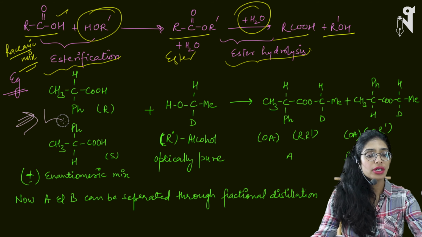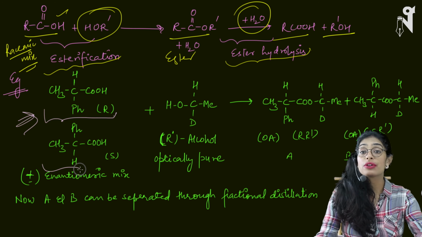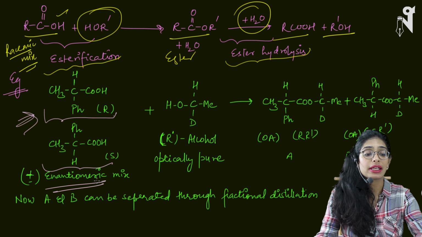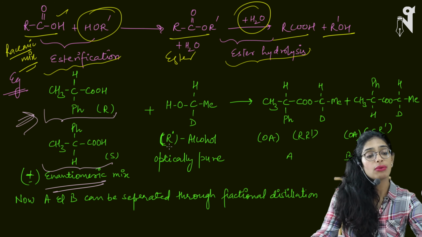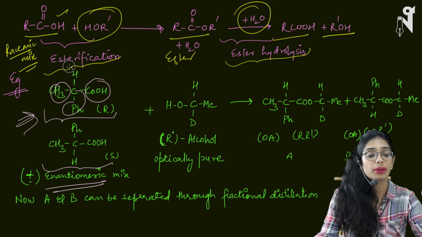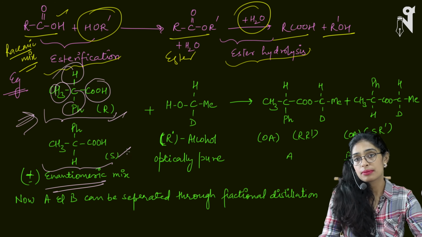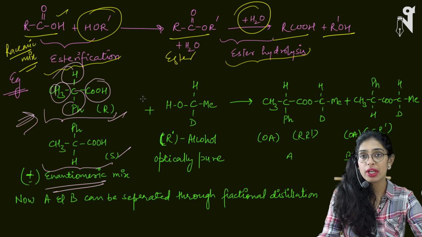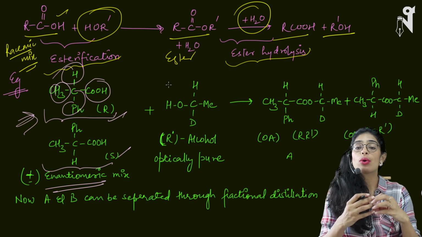I have taken two different carboxylic acids and basically the enantiomeric mixture of it. So what is the enantiomeric mixture here? We have carbon with COOH, CH3, phenyl group, and hydrogen, R and S. These two in equal proportion I have taken. So it is a racemic mixture. Now I want to separate them out.